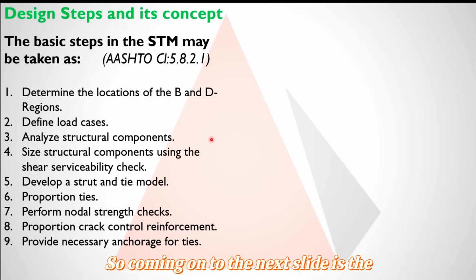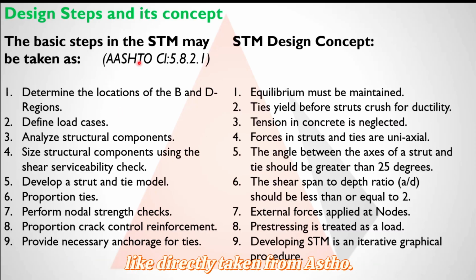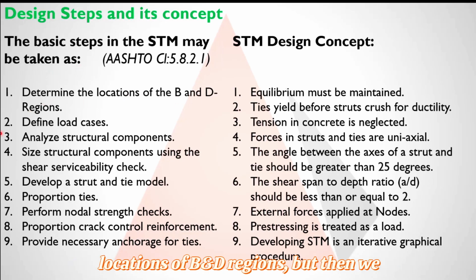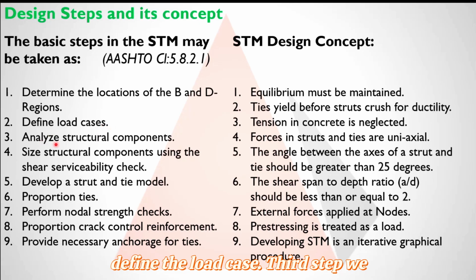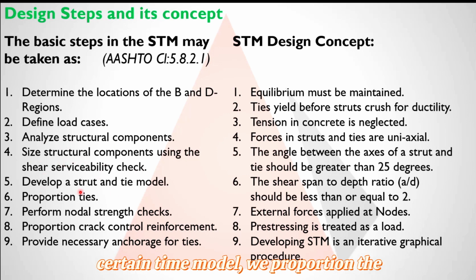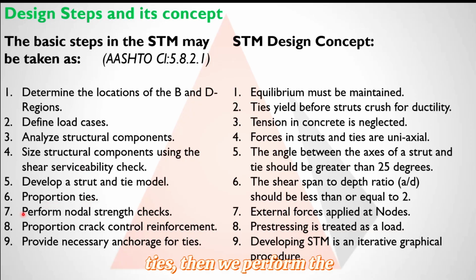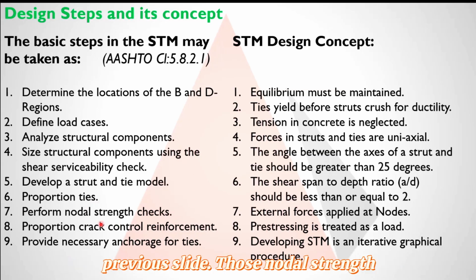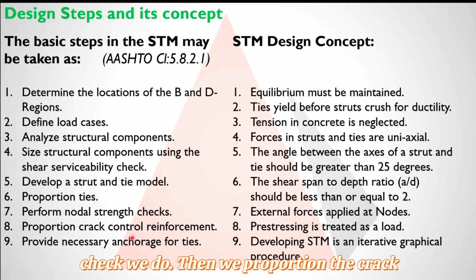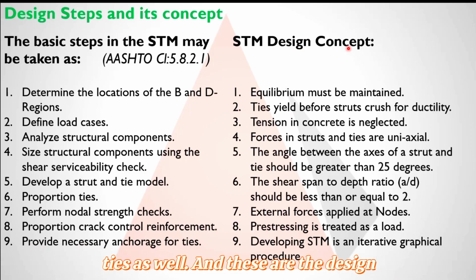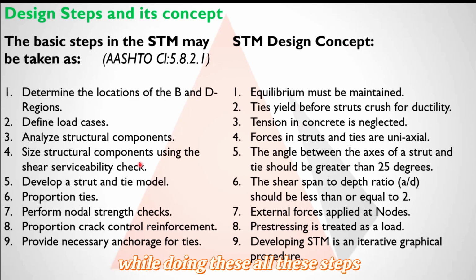Coming on to the next slide are the design steps and their concept. These are directly taken from AASHTO. Simple basic steps are there. The basic steps in STM may be taken as follows: first we determine the locations of B and D regions. Then we define the load case. Third, we analyze the structural components. Then we size the structural component using the shear serviceability check. We develop a strut and tie model. We proportion the ties, then we perform the nodal strength check, which was discussed just now in the previous slide. Then we proportion the crack control reinforcement if needed, and we provide the necessary anchorage for ties as well.